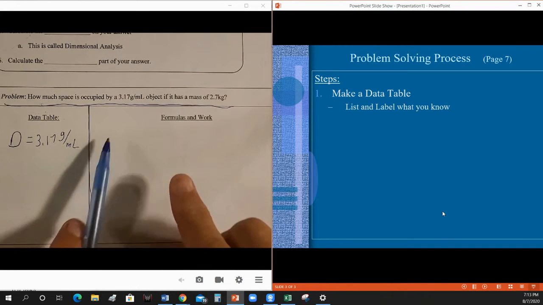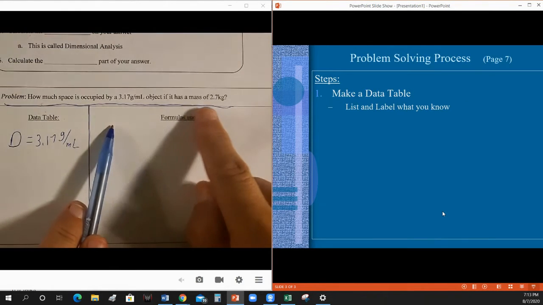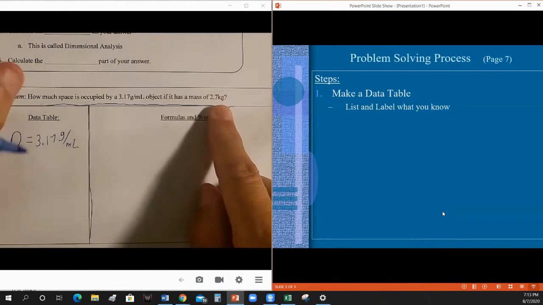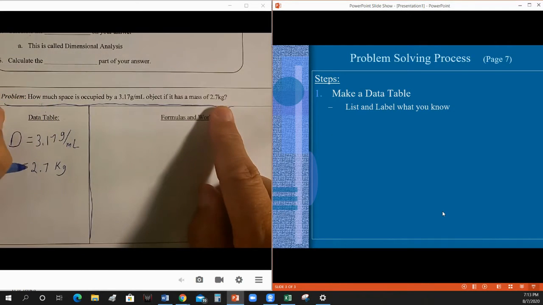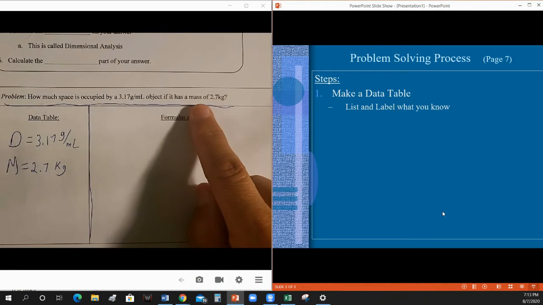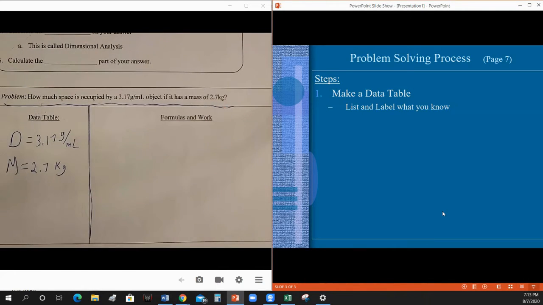Okay, so I'm going to continue listing and labeling. What else do we know? Okay, we know the object is 2.7 kilograms. And hopefully you know that when you see units of kilograms, that is the mass. Of course, in this case, the question actually says it's the mass. Now, also when you're making your data table, that's everything that we know in the question.